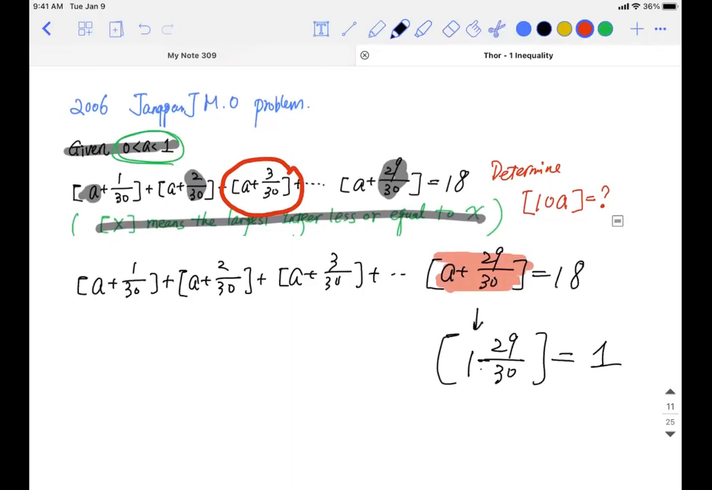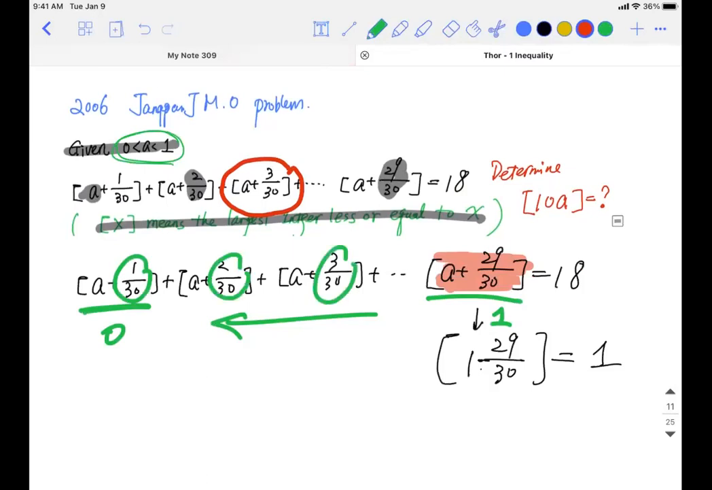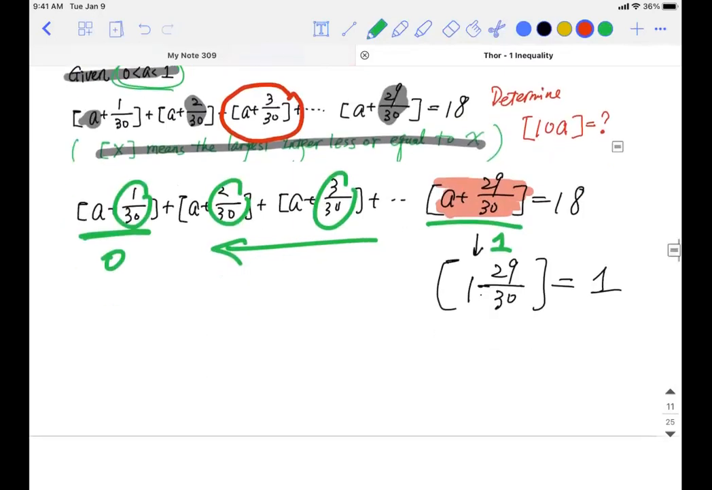So if the largest one after the Gauss is 1, all the previous ones must be 1 or less than 1. There's no way to have 2, 3, 4, 5 there. If a is very tiny, the first term might be 0. Because I'm adding 1 over 30, 2 over 30, 3 over 30 gradually, this is going to be a bunch of 0, 0, 0, 0, and then at a certain point it goes to 1.